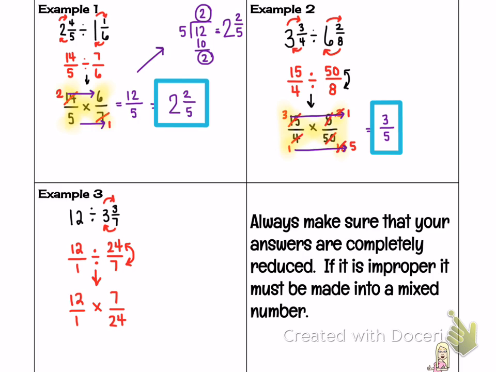I check my diagonals. 1 and 7, nothing. 12 and 24, yes, it's a big one. 12 goes into 12 1 time. 12 goes into 24 2 times.